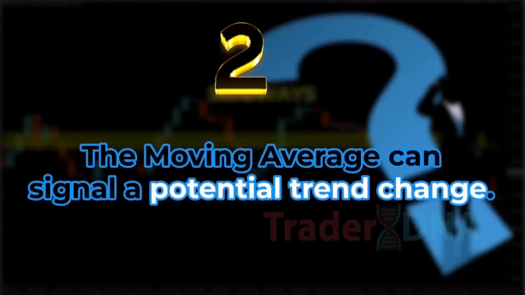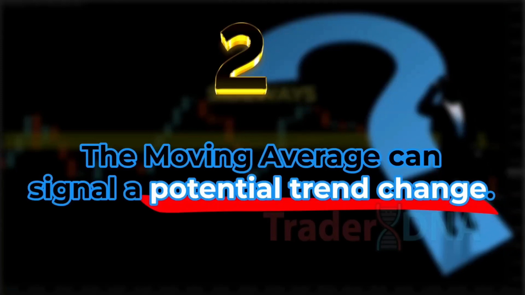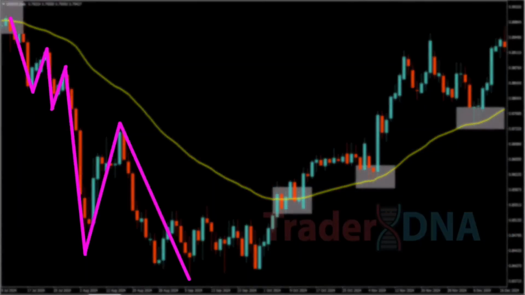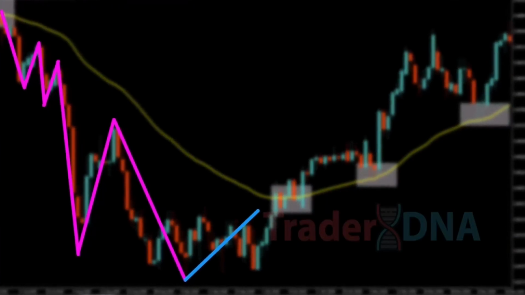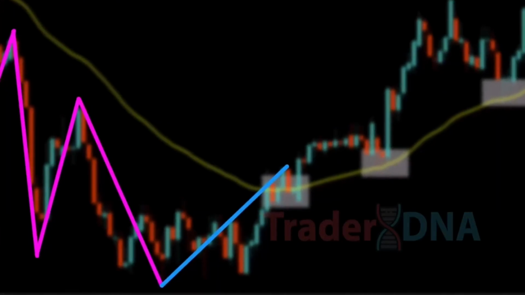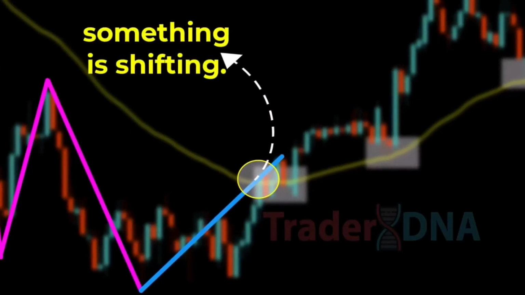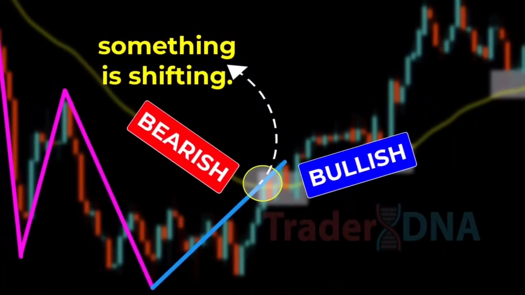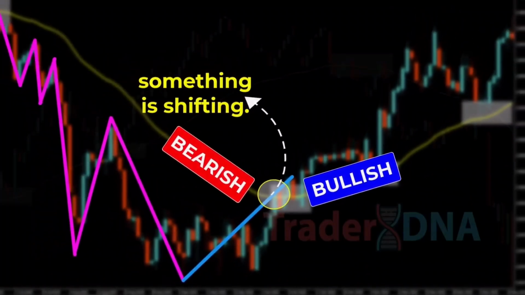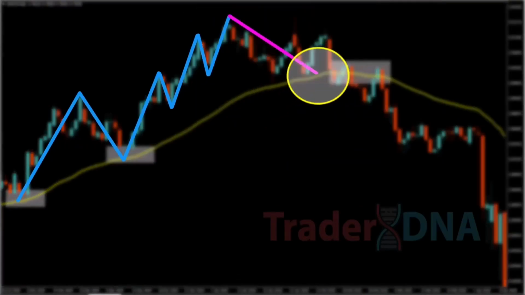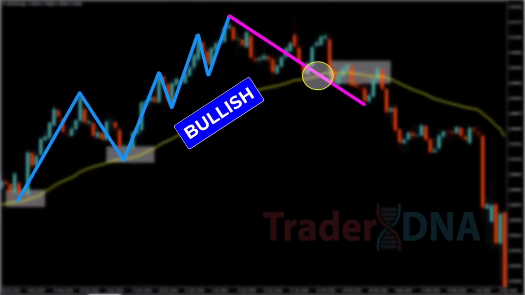Reason number two, this is where it gets really interesting. The moving average can signal a potential trend change. Watch this carefully. Imagine price is clearly in a downtrend, lower highs, lower lows, everything pushing down. Then suddenly price pushes up and breaks above the moving average line. That moment, that's your signal that something is shifting. A potential transition from bearish to bullish. Now the exact same thing happens in reverse. If price is in a strong uptrend, then starts dropping and breaks below the moving average, that's your warning sign. The trend could be flipping from bullish to bearish.